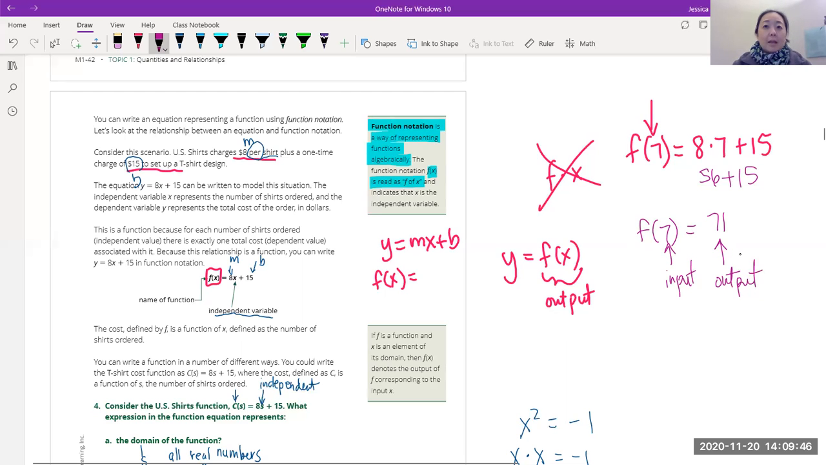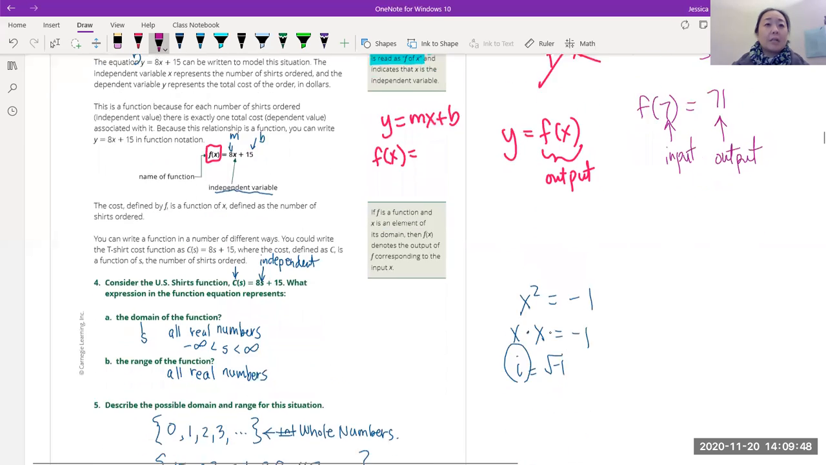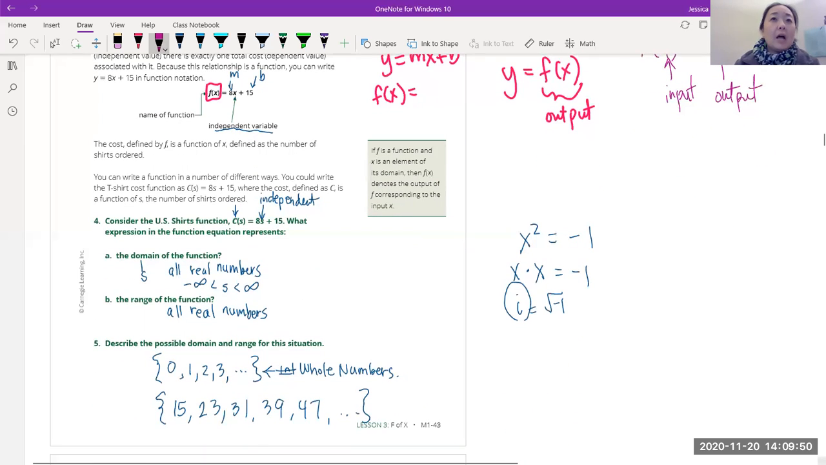Okay, alrighty, let's go on here. We talked about this here, so we just changed it up. Remember, I told you that the f of x, that's just a name, right? So in this case, we're going to say that it's going to be c of s, right? To be a little bit more specific, c meaning the cost, given the number of shirts, right?